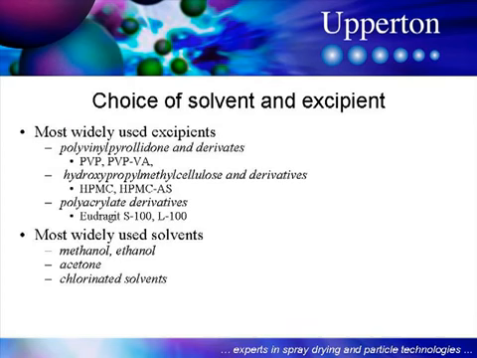Here are some examples of some of the most widely used excipients that are used to create spray dried dispersions. There's the family of polyvinyl pyrrolidone and some of its derivatives such as PVP and PVPVA, hydroxypropyl methyl cellulose and some of its derivatives like HPMC and HPMCAS, polyacrylate and some of its derivatives like the Eudragits.